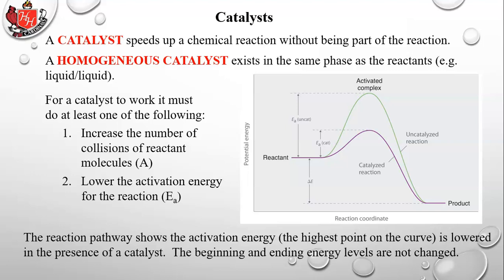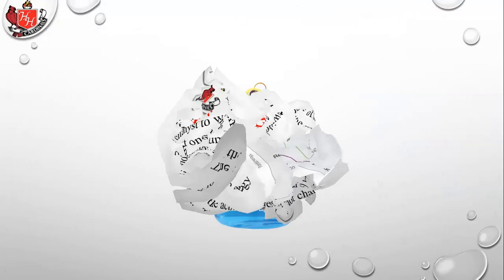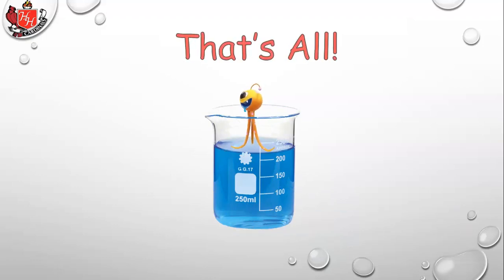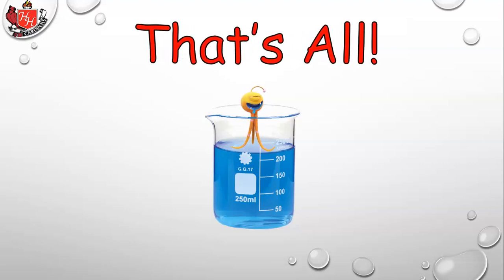So the reaction pathway shows the activation energy, the highest point on the curve, is lowered in the presence of a catalyst. The beginning and ending energy levels are not changed. All right, so that takes care of this lesson and this unit. It's going to take a little practice to get the rate mechanisms down, but with practice you will become very good at those.